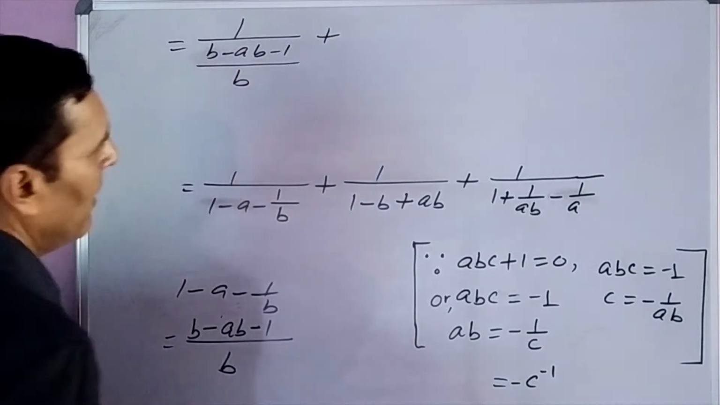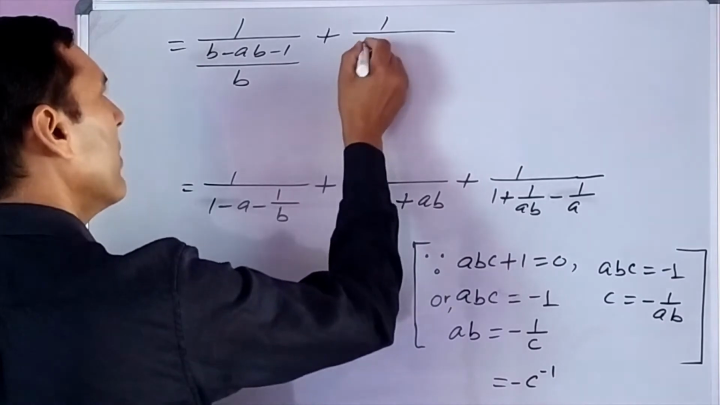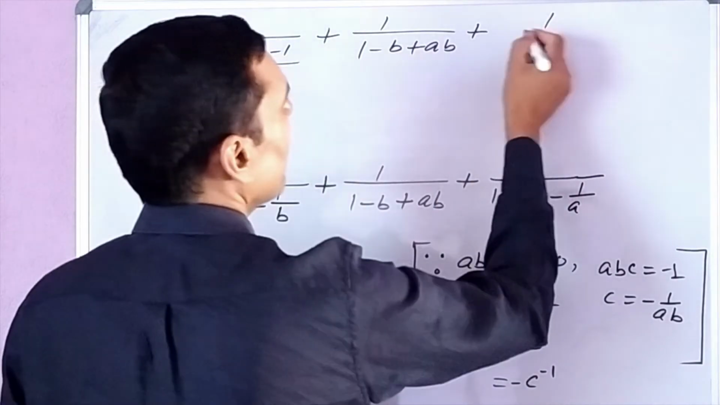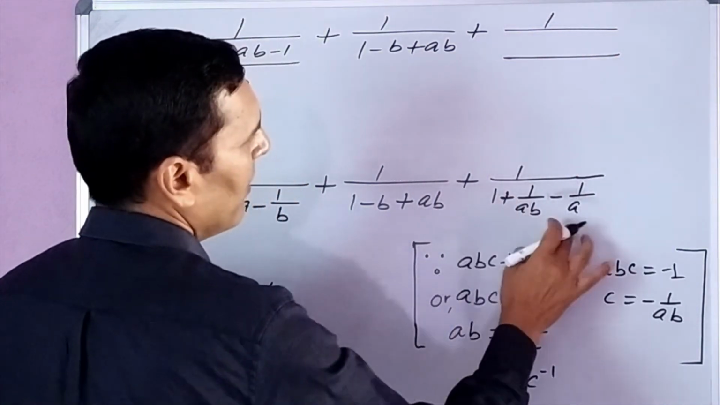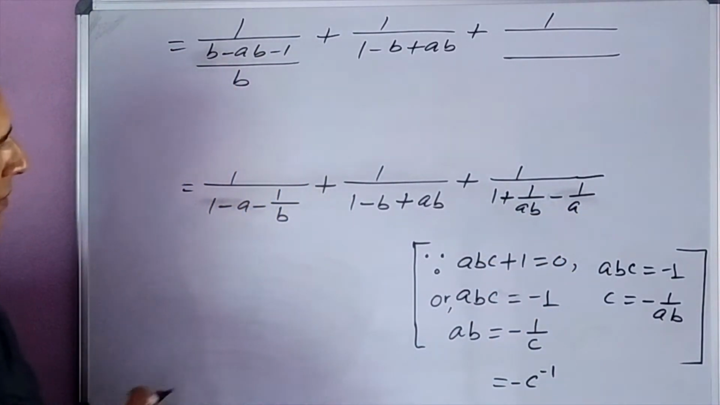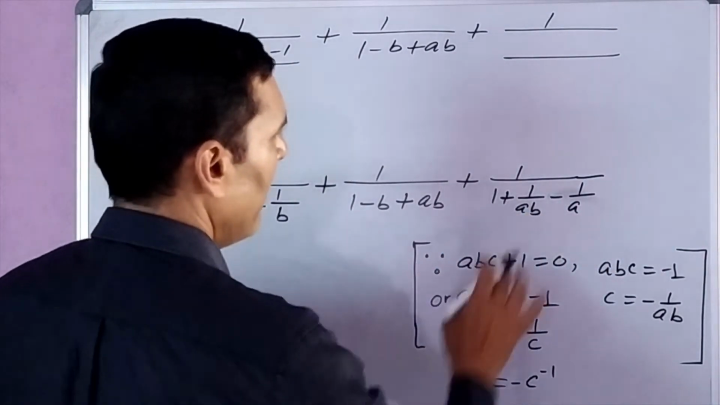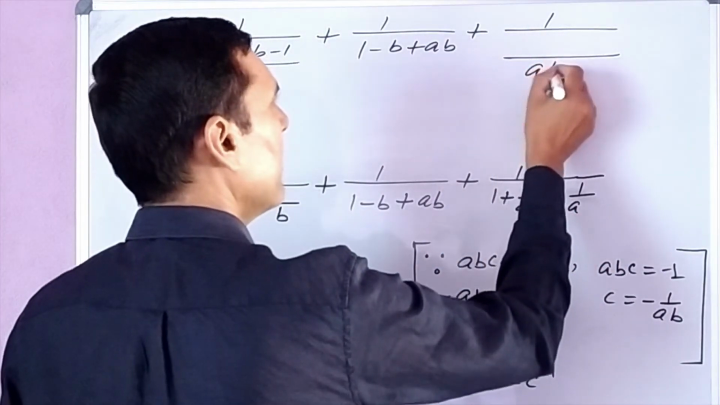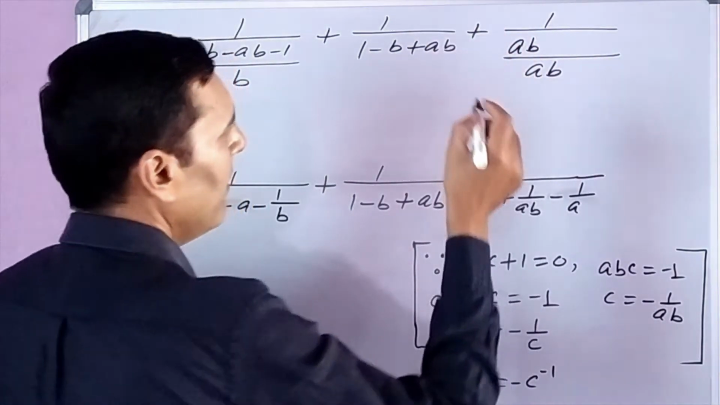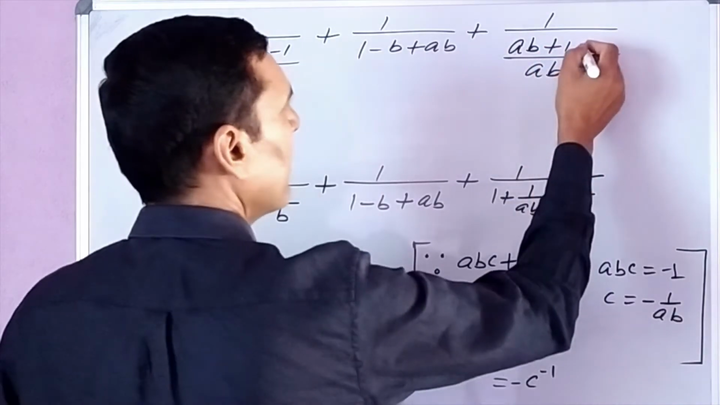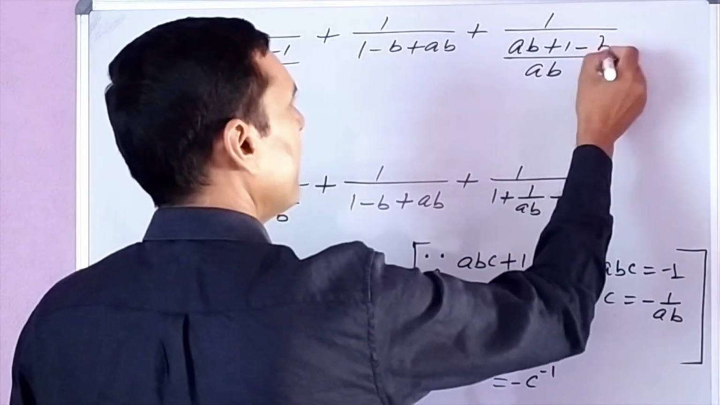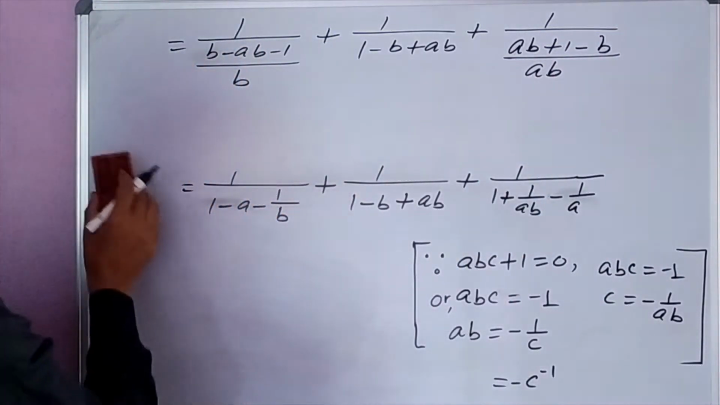And similarly, the second term as it is, 1 upon 1 minus b plus ab. And for the third term, we take the LCM in the denominator. Our denominator is 1 plus 1 upon ab minus 1 upon a. So what is the LCM of this ab and a? a is common and b remains, so it is ab. So after taking ab as LCM, along with 1 we will have ab, and this 1 as it is, and here when this LCM ab is divided by the denominator a, b will remain. So this is the third denominator.